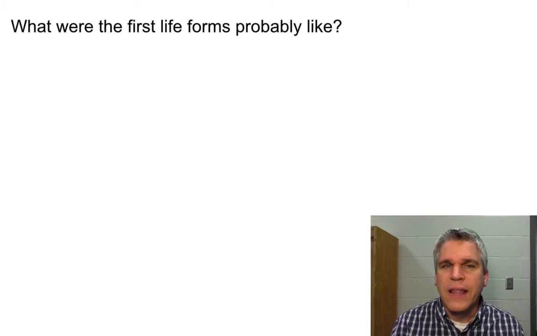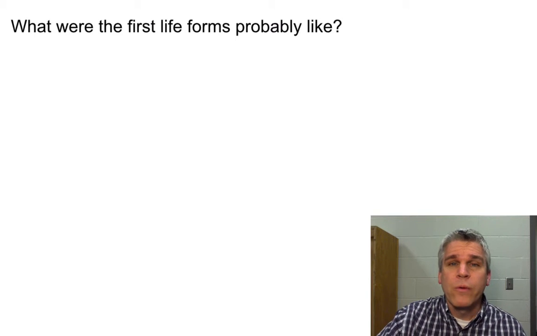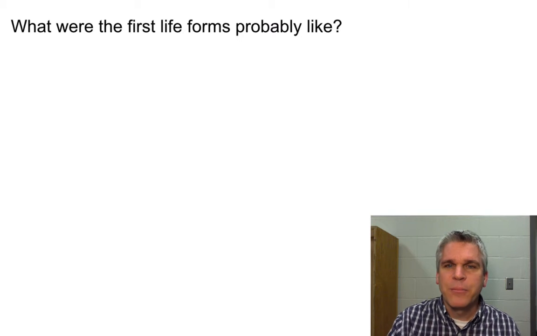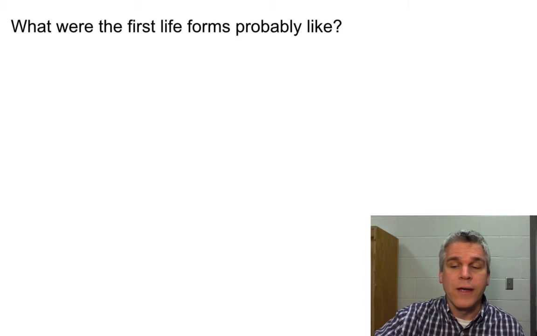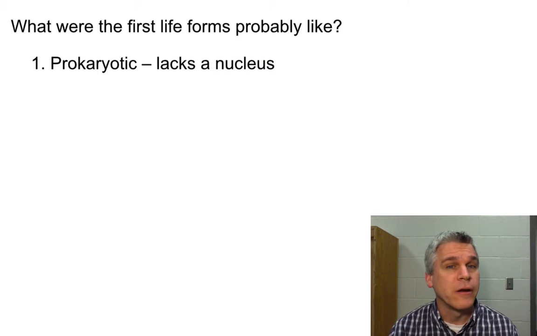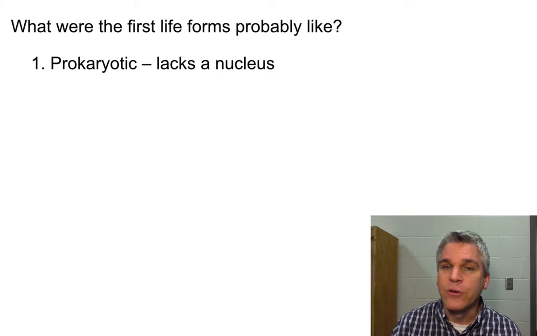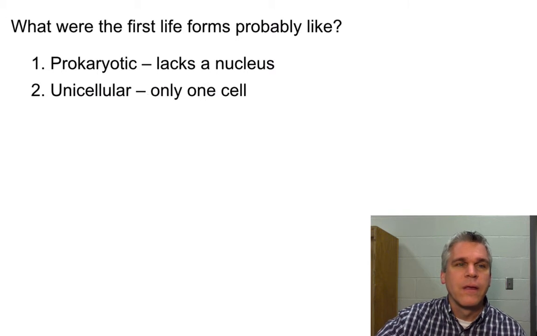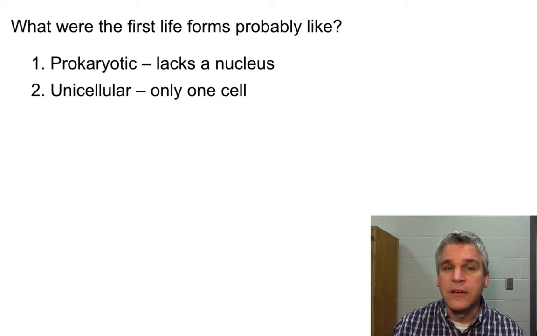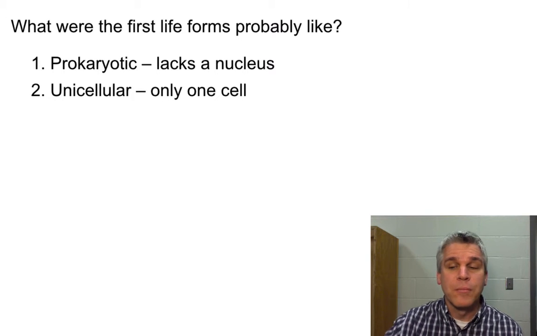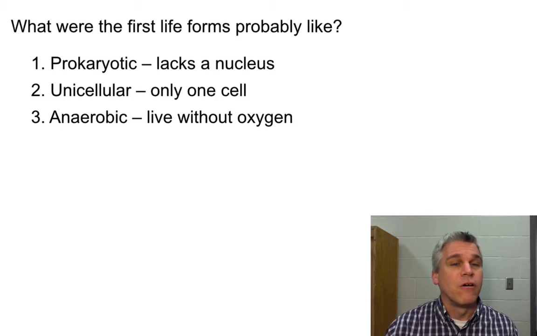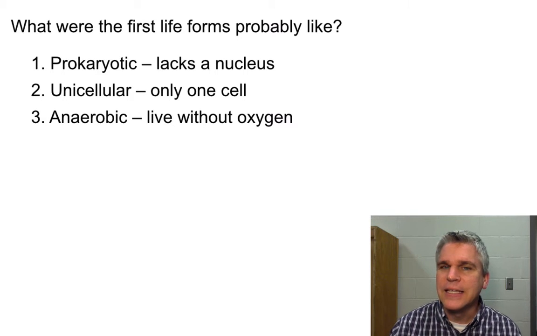So what were these first life forms probably like? Well, we want to use this idea that simpler things probably evolved before more complex things. So they're probably prokaryotic. In other words, they did not have a nucleus, versus a eukaryotic cell. Most likely they were unicellular, so they were only made up of one cell, versus a multicellular organism. They were also anaerobic, which means they had to live without oxygen.